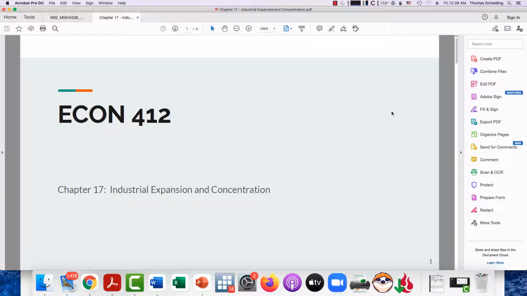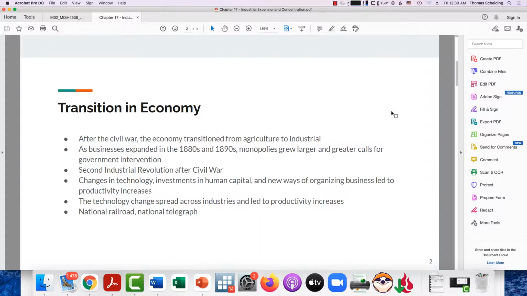And as they do, they work to get monopoly power. And they work to have pricing power. And they do this through mergers and acquisitions. And that's the theme of this chapter.